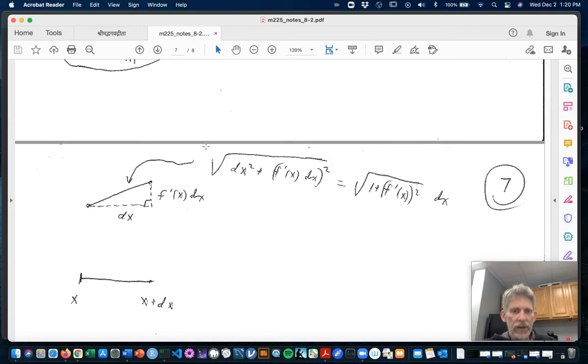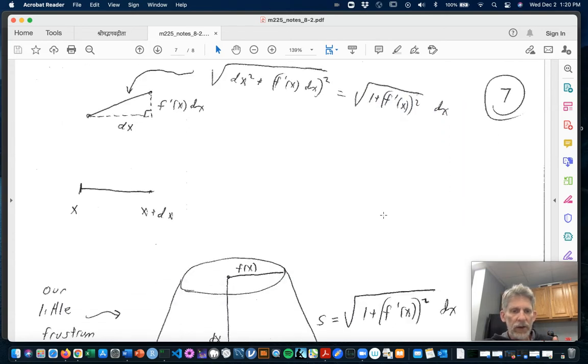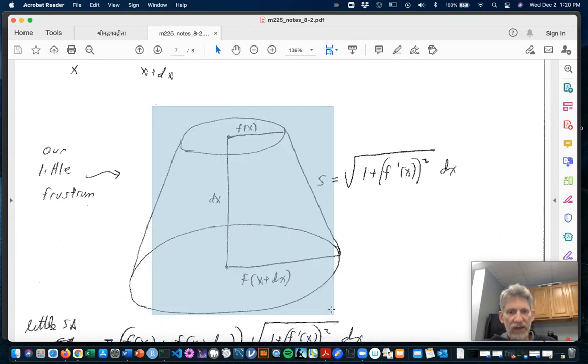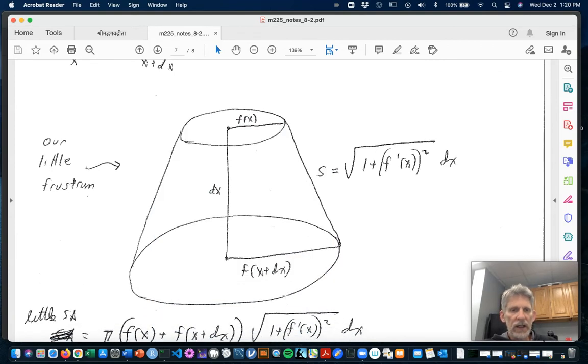And so then the Pythagorean theorem comes into play just like before. You can factor out a dx, take it outside the square root sign, and you get this little formula for that tiny little side. So in our tiny little thin frustum, if I go back and set it on its end again, we have an upper radius of f of x, a lower radius of f of x plus dx.